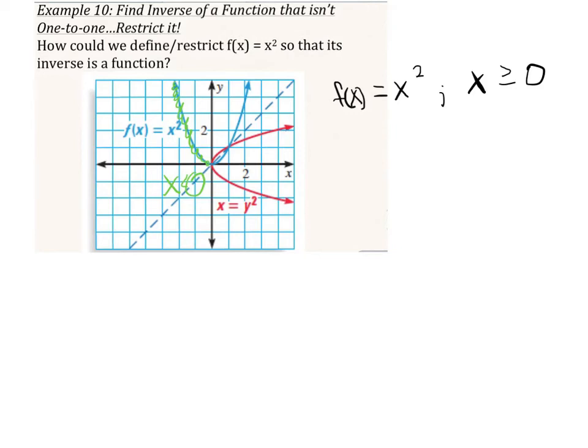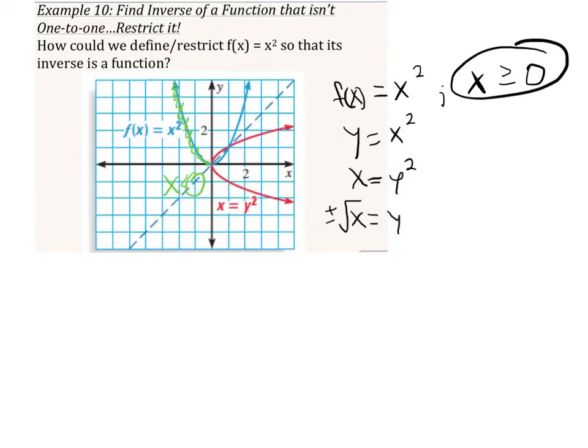So if we were to solve for the inverse here, we get y equals x squared, so x equals y squared. Then y equals the square root of x, plus or minus. But again, if we have plus or minus, x is not going to be less than 0. So the only one we can look at is y equals positive root x, and that's going to be this top half of the function.